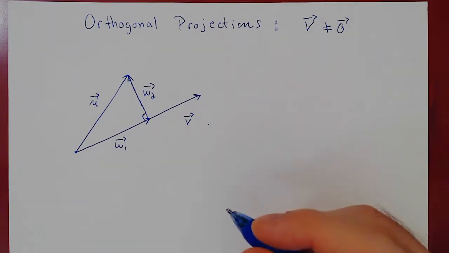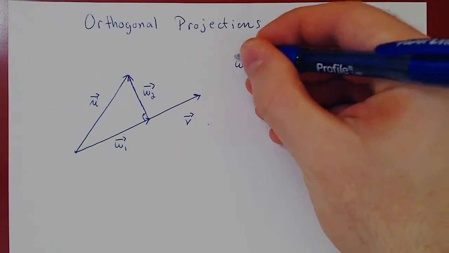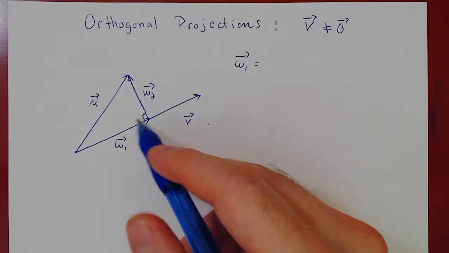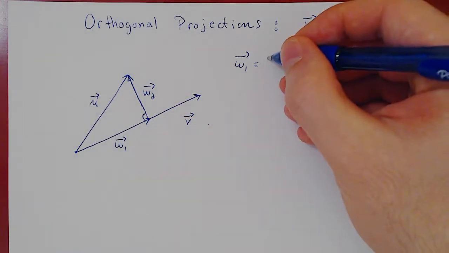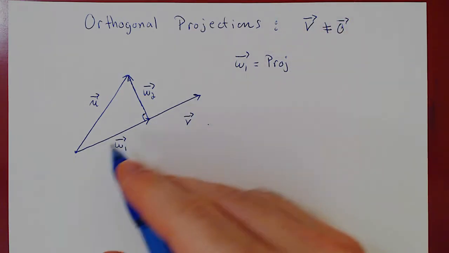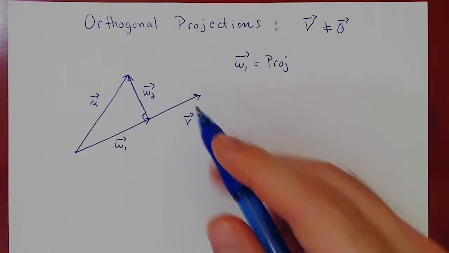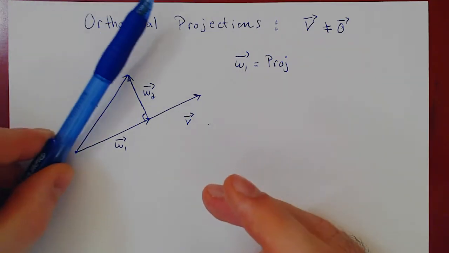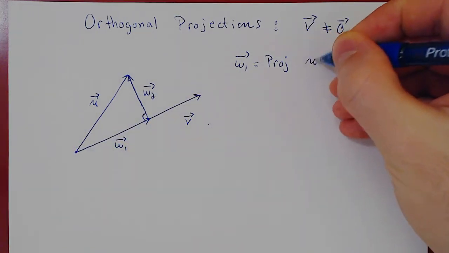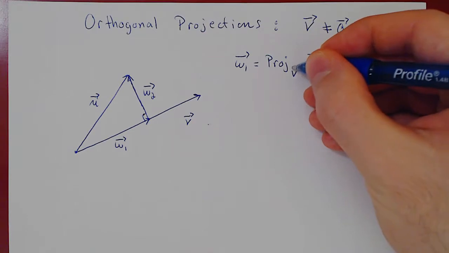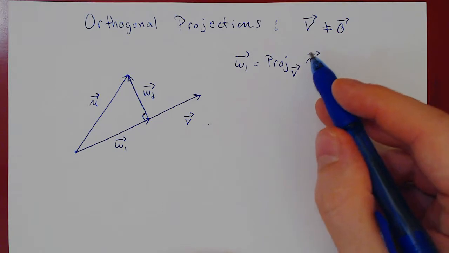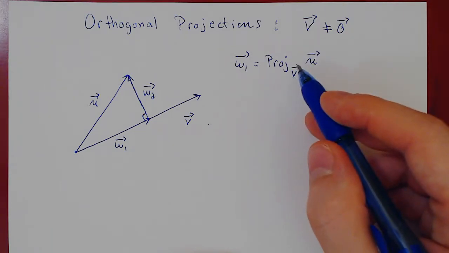So we usually write w1 equals, and again, w1 is said to be the orthogonal projection of u onto v. So we write proj for projection, and v is not moving. v is staying there, and we are collapsing vector u onto vector v. So we are projecting vector u onto vector v. And that's the notation. So this reads the projection of u onto vector v.